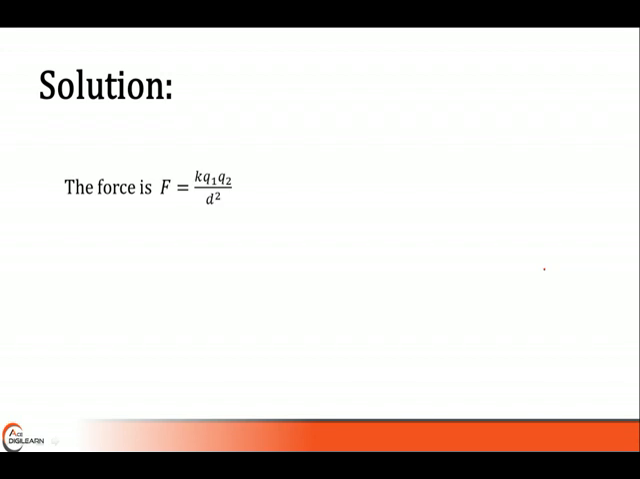Here's the solution. Initially the force is k q1 q2 by d squared. Now in a given medium, we replace the distance with the effective distance, which is d plus root of the dielectric constant, which is 9, minus 1, into the thickness of the dielectric, which is d by 2. Of course, whole square of that. On solving, we get the final expression for the force in the medium to be force in air by 4.